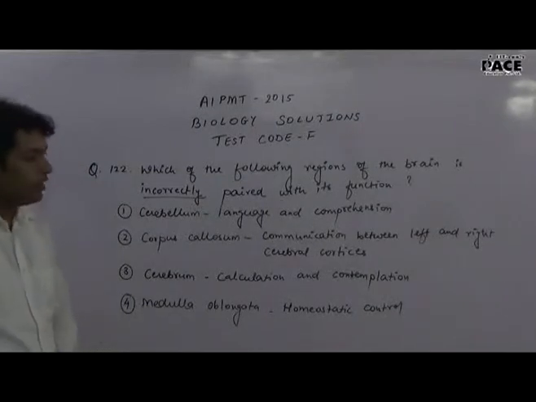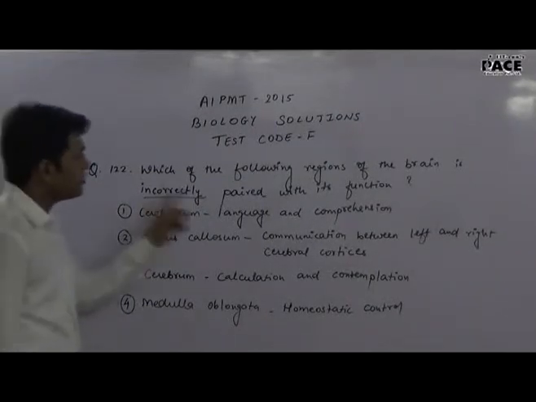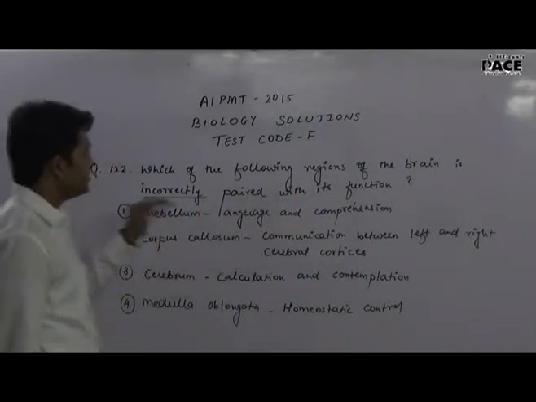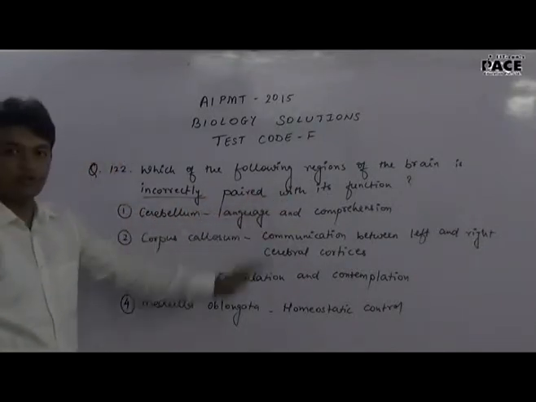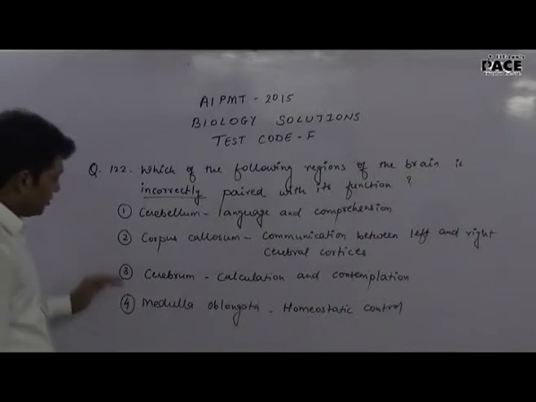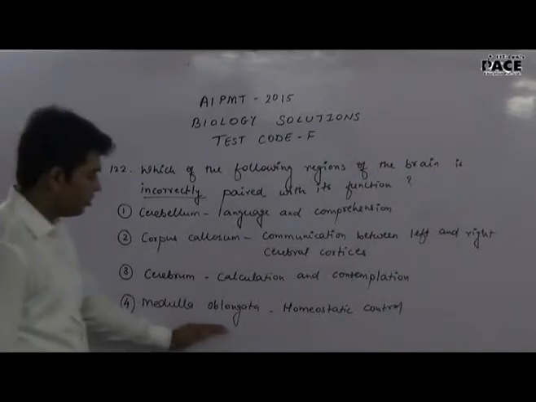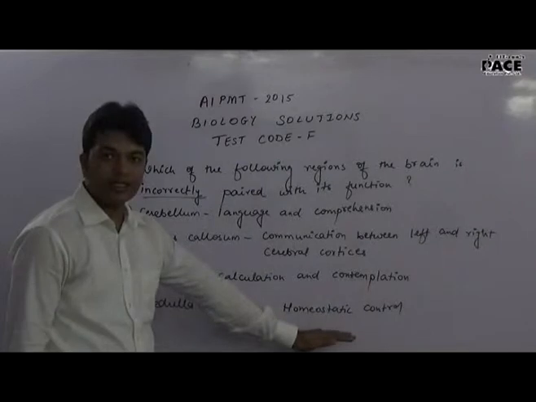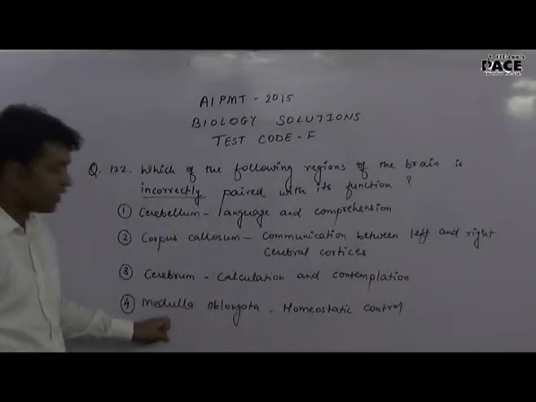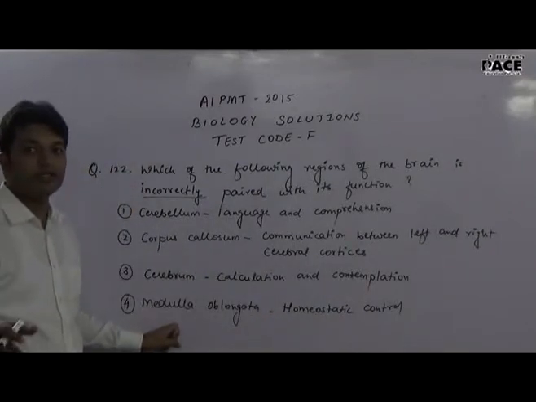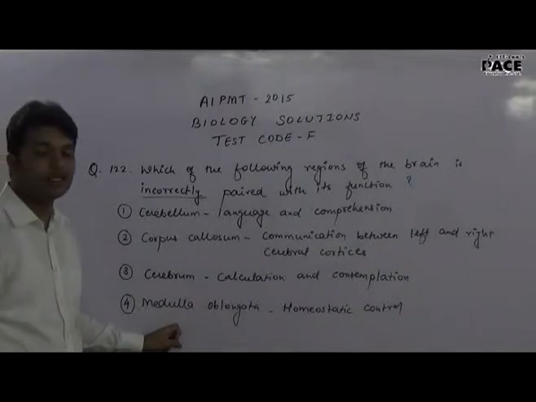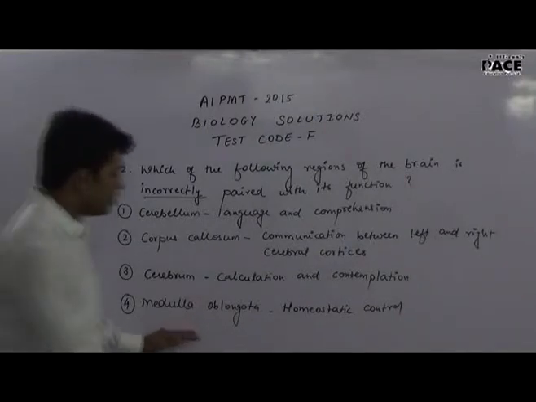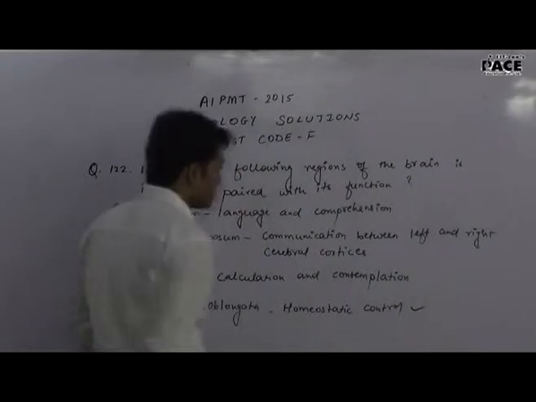Okay children, let us now talk about question number 122. The question says, which of the following regions of the brain is incorrectly paired with its function? The fourth option says medulla oblongata, which maintains homeostatic control. Yes, medulla along with hypothalamus help in maintaining the homeostatic control of the body. So this option is definitely correct.